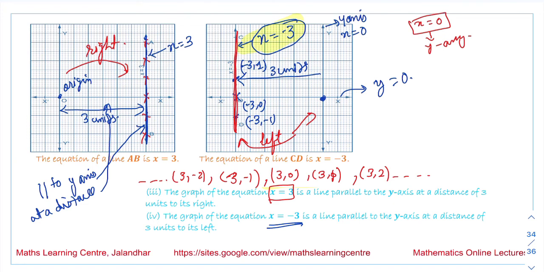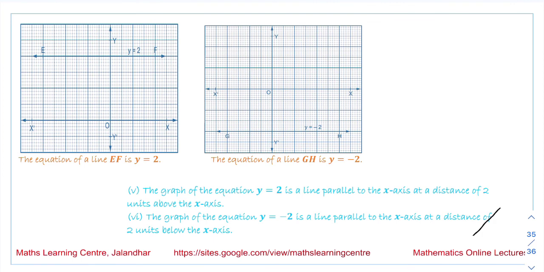What we are saying is, the graph of the equation x is equal to 3 is a line parallel to the y-axis at a distance of 3 units to the right, and the graph of the equation x is equal to -3 is a line parallel to the y-axis at a distance of 3 units to its left. Similarly, in the next case, we are talking about two lines, y is equal to 2 and y is equal to -2, with similar reasoning as in the case of x.